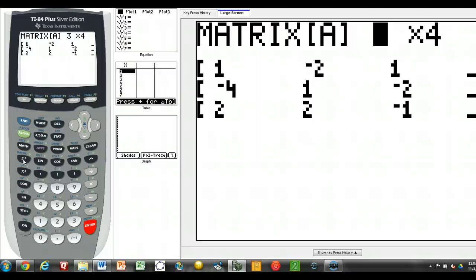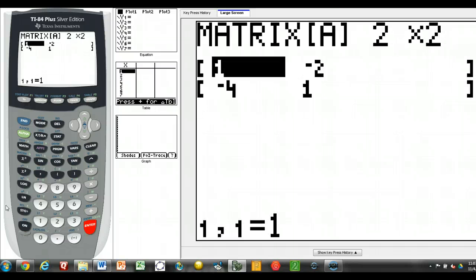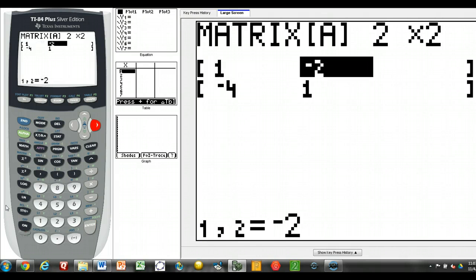Matrix A was a 2 by 2, so the first number here tells me the number of rows, the second number tells me the number of columns, and all of these numbers in here are my elements. So I know my matrix A was a 2 by 2, so I need to change this to 2 rows by 2 columns. Now it's just a matter of entering in each one of my elements. So I'm going to do that very quickly.